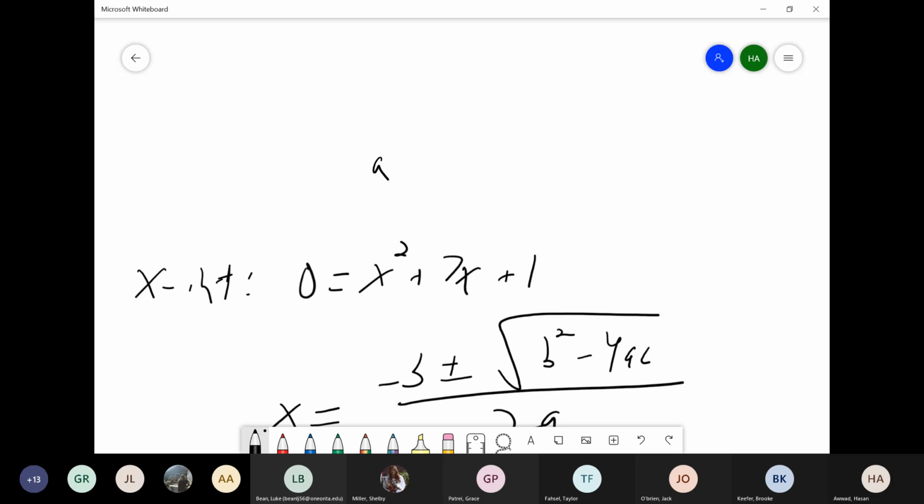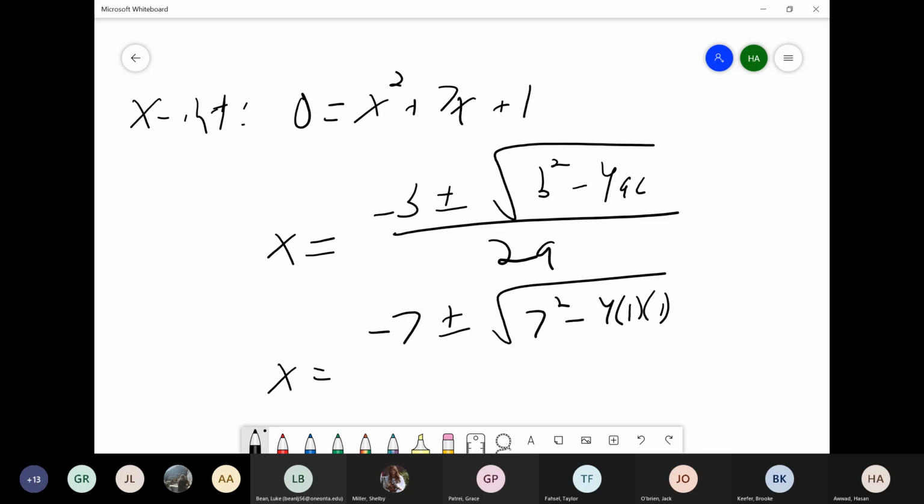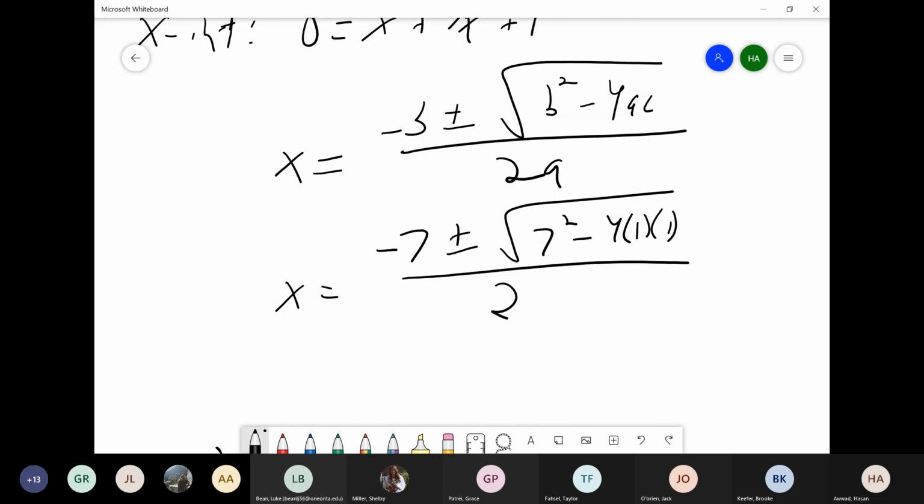Quadratics are in the form of ax squared plus bx plus c, right? So a is your coefficient of x squared, b is your coefficient of x, and c is your constant. So when we plug this all in, we're going to have x is equal to negative b. Well, b is 7, so we're going to have negative 7 plus or minus the square root of b squared minus 4ac. So 7 squared minus 4 times a, which is 1, and c is also 1. So 4 times 1 times 1, all over 2 times a, which again is also 1. So I'm just going to leave that as 2.